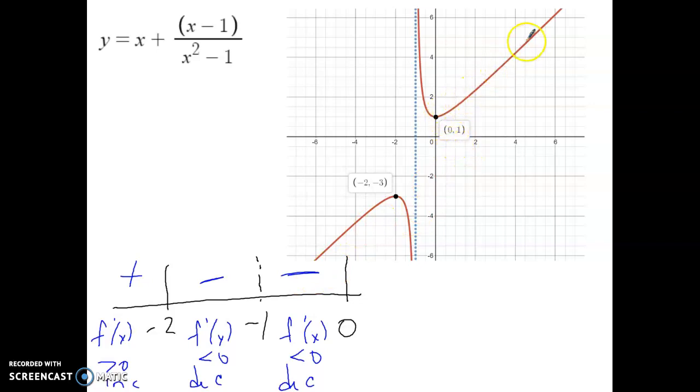And then on this side of 0, on the right-hand side of 0, I can see that my function is going up. So therefore, the value of the derivative must be greater than 0. It must be positive because my function is increasing.